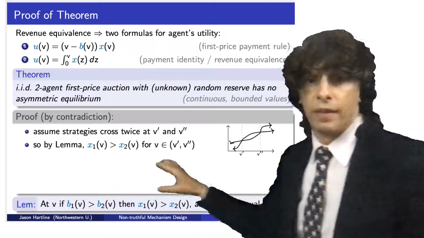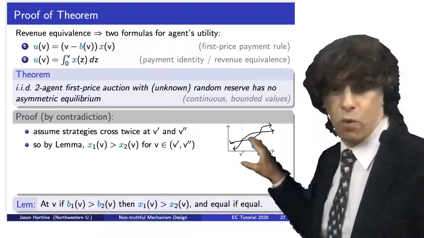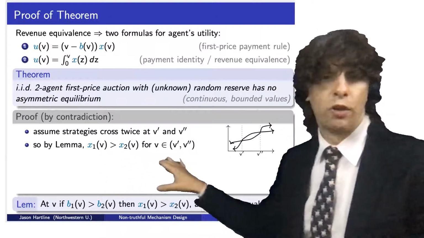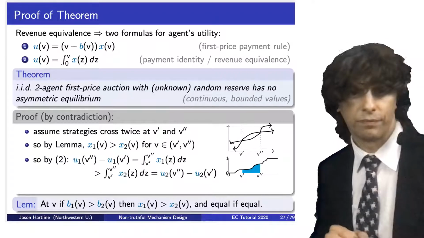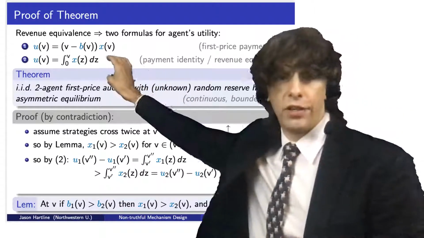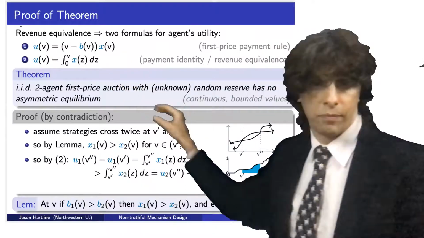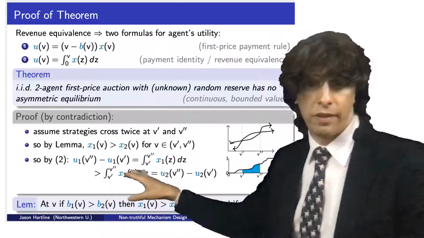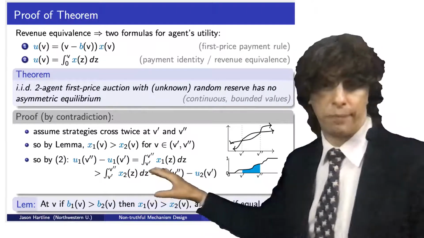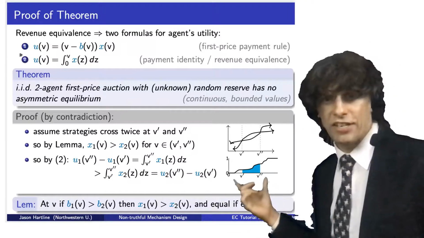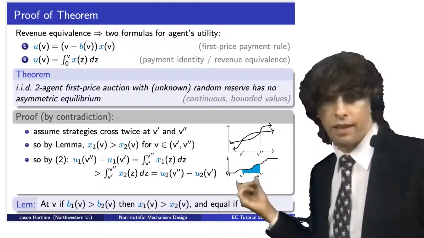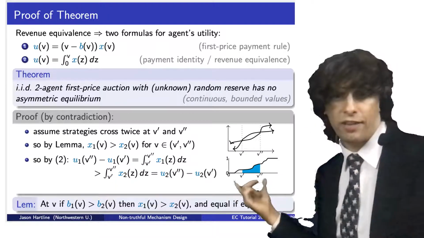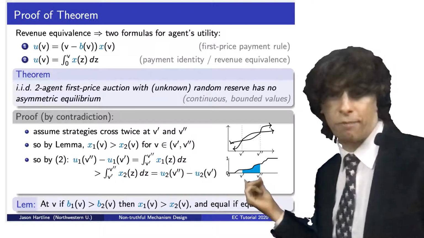So by our lemma and this assumption that bids cross and bidder 1 is outbidding bidder 2 on this interval, we see that the allocation probability of bidder 1 is strictly more than the allocation probability of bidder 2 for values strictly contained in this interval. Great. So by our second equation for utility, we can write the difference in utility that the agent feels between value v double prime and value v prime as the integral of the allocation rule between v prime and v double prime. In other words, remember the utility that an agent has at any value is the integral of the area underneath the curve. And so we subtract the area underneath the curve at the small value from the area underneath the curve at the big value, and the remainder is the area underneath the curve between the two values.